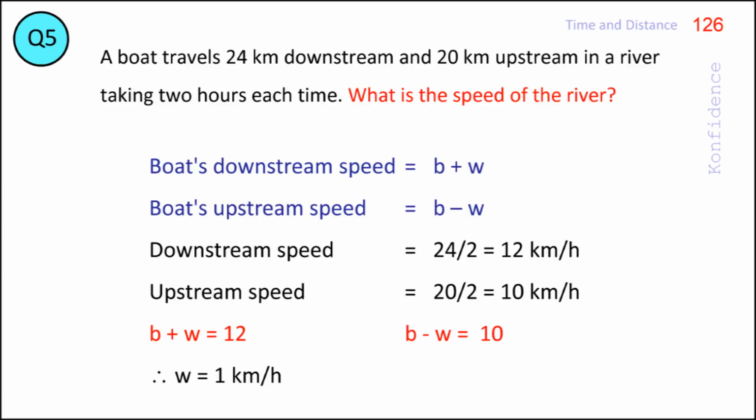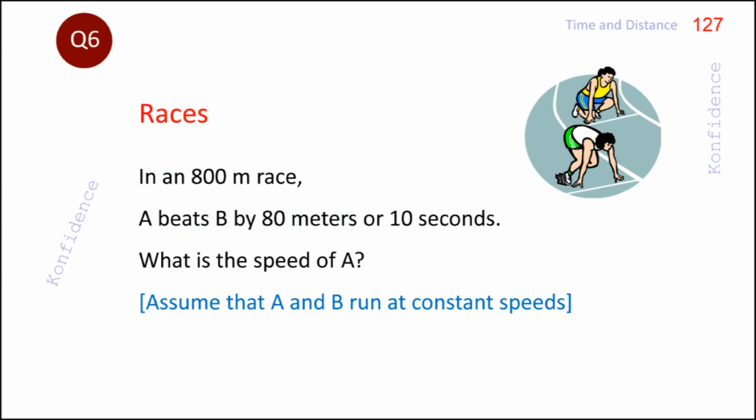From the same set of equations, we would also get the speed of the boat as B equals 11 kilometers per hour. Next, let us look at a couple of questions from races, which in turn is an application of time and distance. In an 800-meter race, A beats B by 80 meters or 10 seconds.